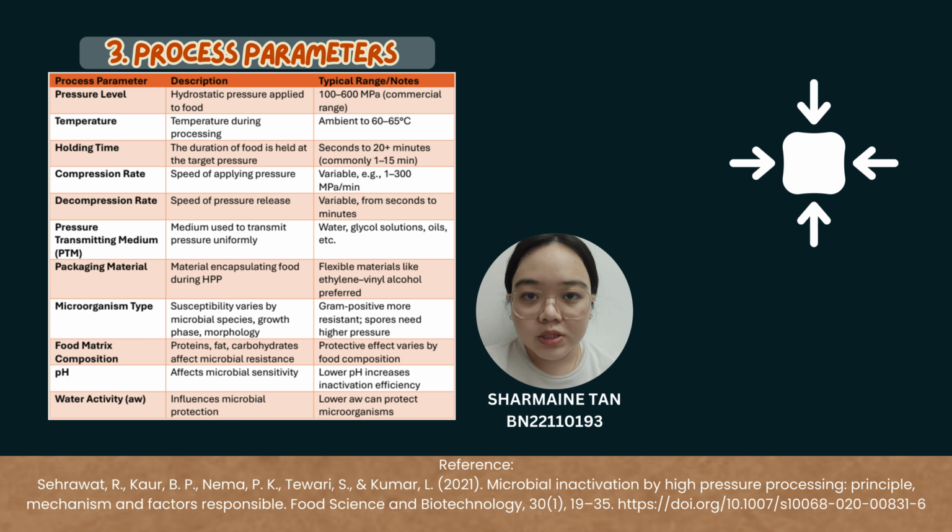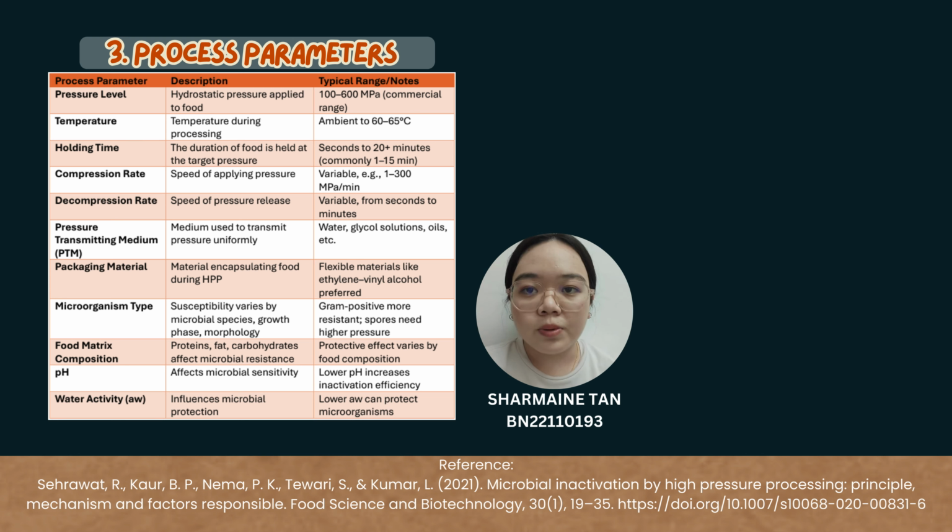Next is compression rate. It is the speed at which pressure is applied. This can vary widely, usually between 1 to 300 megapascal per minute depending on the equipment. Other than that, decompression rate is the speed at which the pressure is released. It can range from very fast, just a few seconds, to a few minutes. Fast decompression can sometimes cause physical changes in delicate foods.